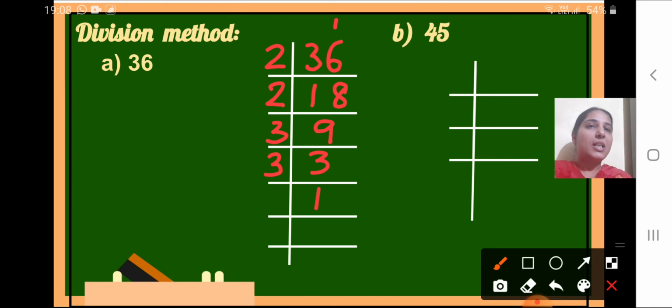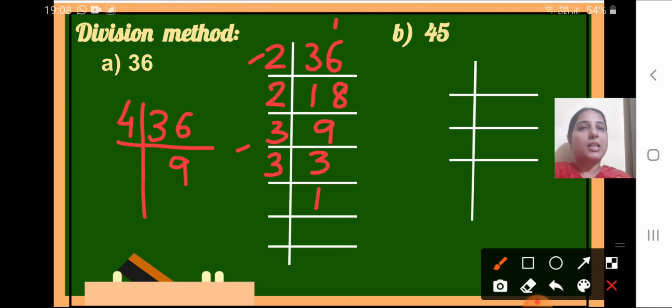So you can see this 2, 3, these are the prime numbers. You cannot factorize number 36 by starting with 4 9s are 36. Why? Because this 4 is a composite number. You have to keep in mind that while factorizing a number by prime factorization, you have to go for the prime number which will divide that number completely. So this will be the prime factorization of number 36.